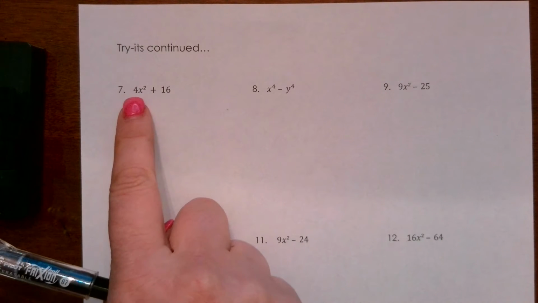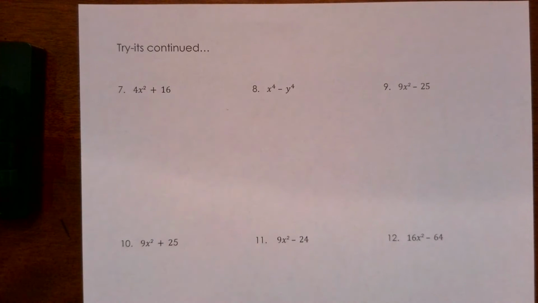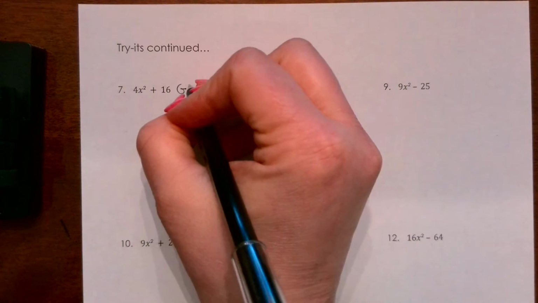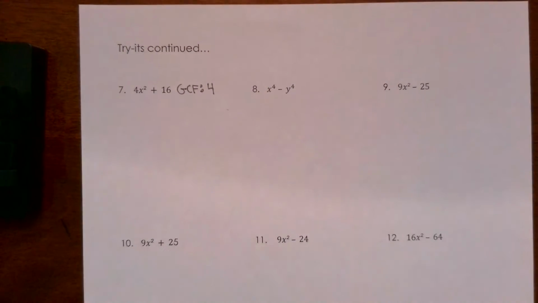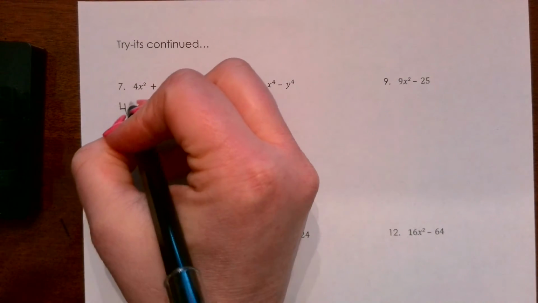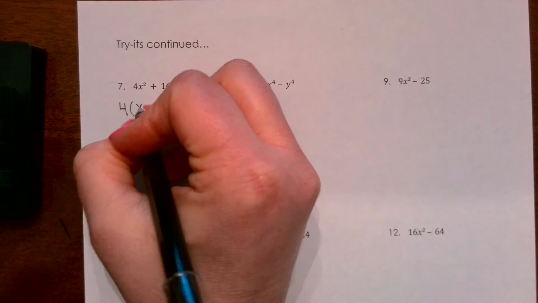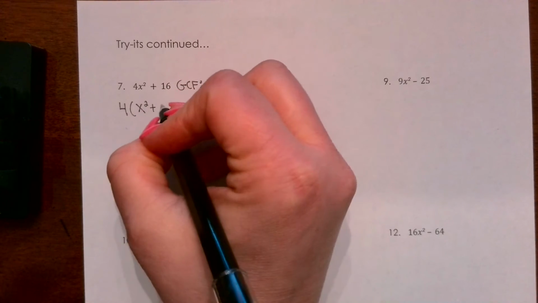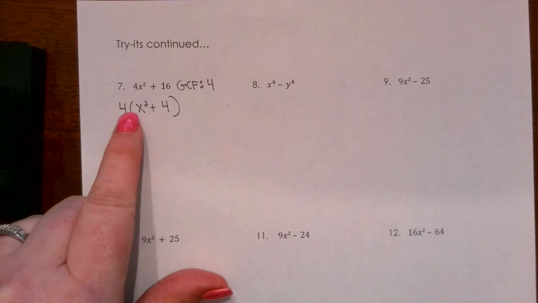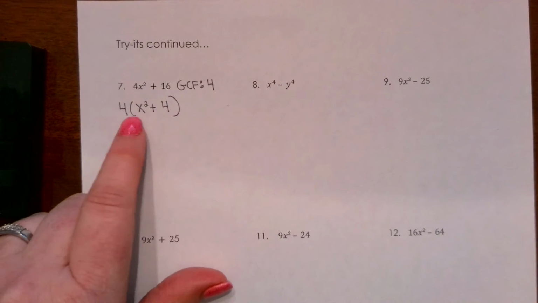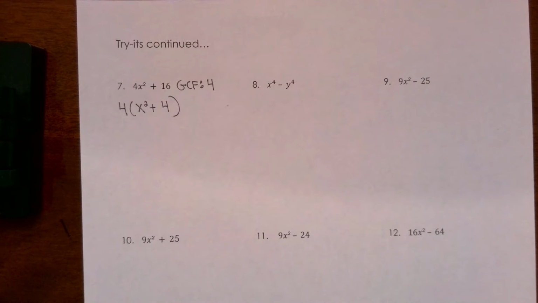If I look here at 4x squared plus 16, I see that 4 will go into both 4 and 16, no variable coefficient. So when I remove the 4, 4 divided by 4 is 1, I have x squared, and 16 divided by 4 is 4. Now I've got a binomial, so I'm looking for a difference of squares. I do have perfect squares, but this is addition. So this is not going to be a difference of squares.